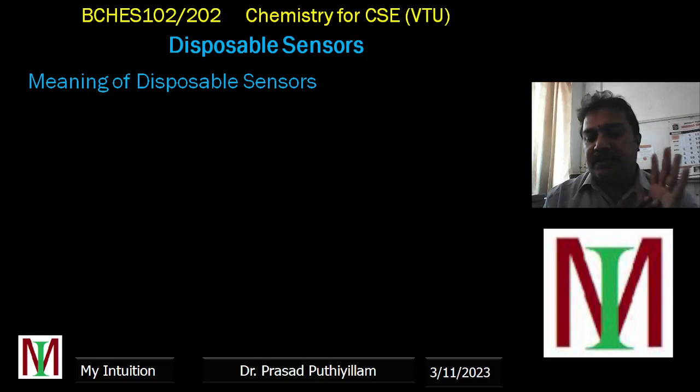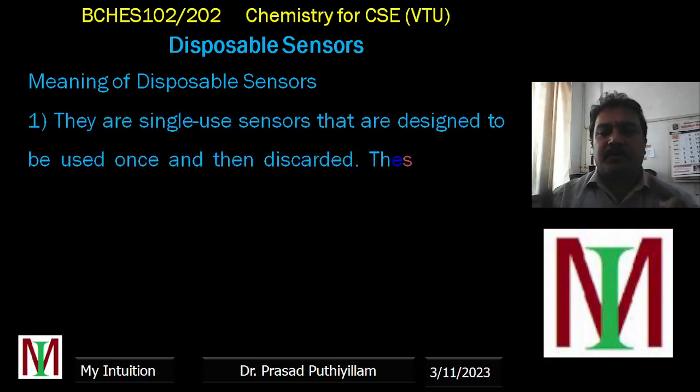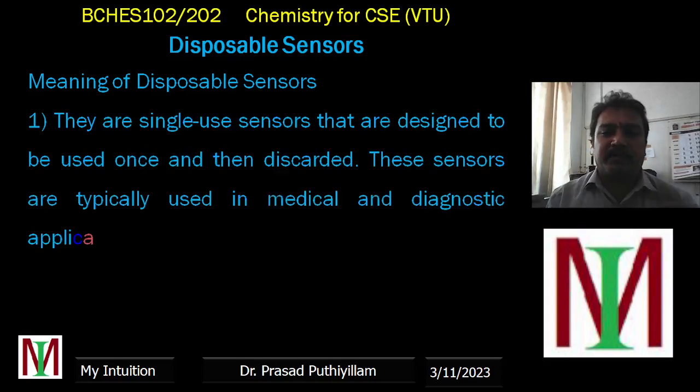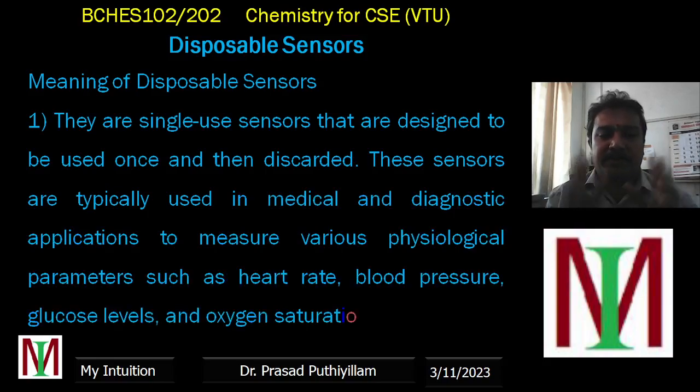Meaning of disposable sensors. Okay, by the word itself, it is something which we can use once, a single use, and then we can throw it. Not throwing it to the atmosphere or environment as such; we have to dispose of it at a safer level so that it can be treated accordingly.